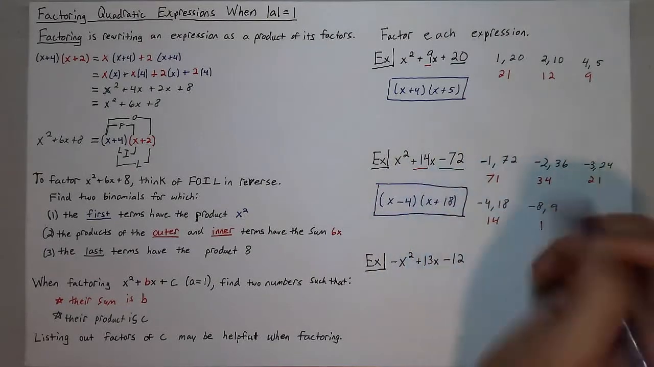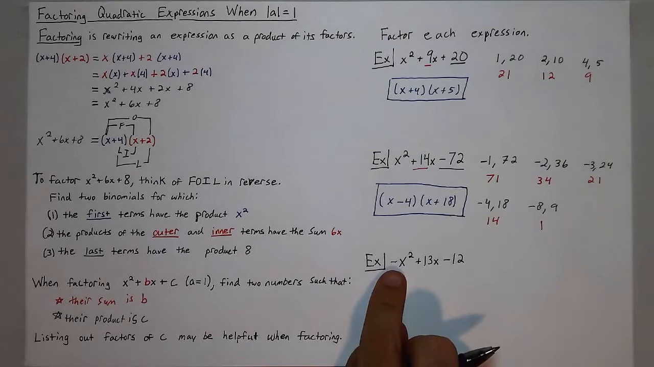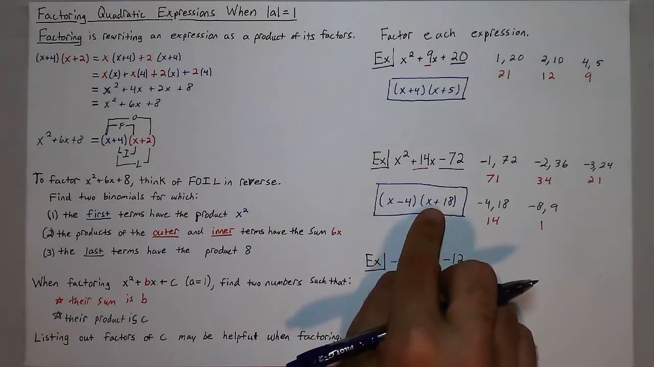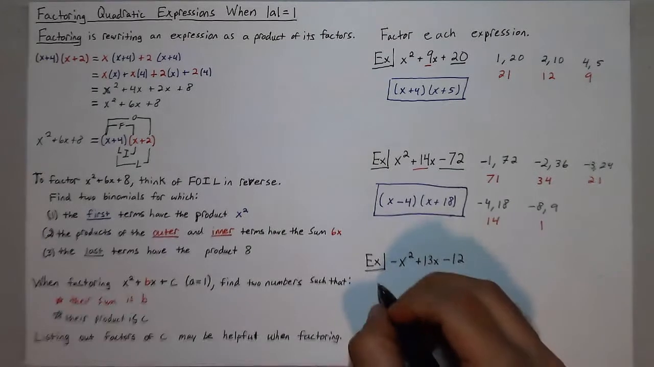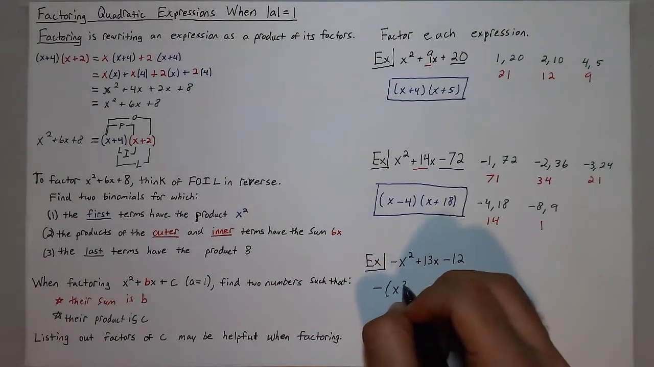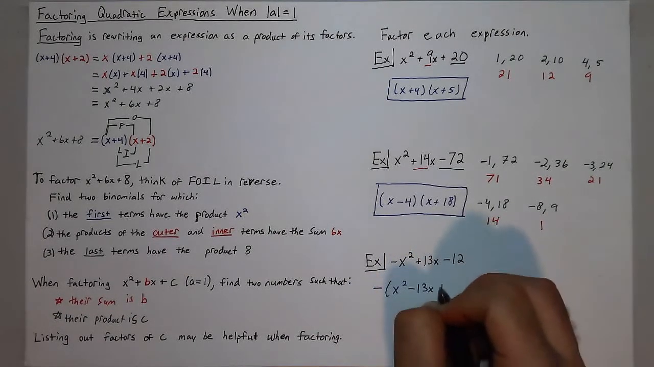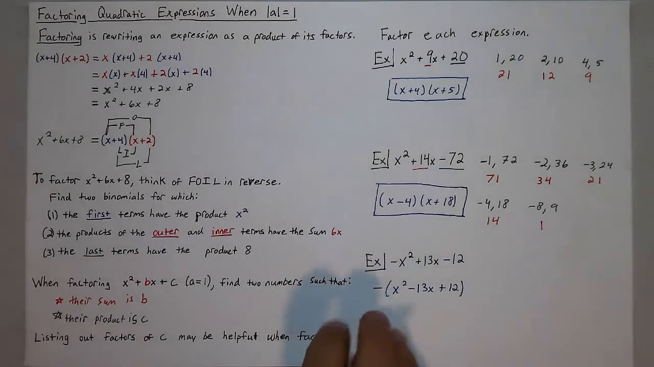Now lastly, I have a coefficient of negative 1. Simply put, the best way to handle this situation, if you want to be as simple as x times x gives you x squared, is we're going to factor out that negative to start. So negative times x squared minus 13x plus 12. This will just make the factoring process easier. And we'll also have a negative factored out.